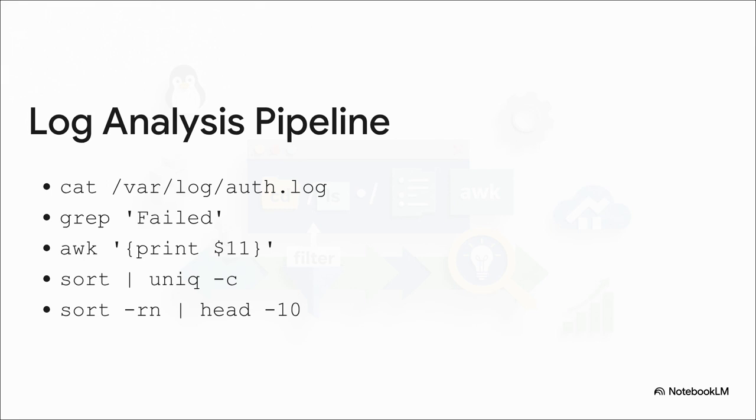We pipe that raw list of IPs into sort to group them together, and then into uniq -c to count the login attempts per IP. Finally, we throw it through sort -rn to put the highest counts at the top and use head -10 to slice off just the top 10. In literally one single line of code, we took a massive noisy file and turned it into a pristine list of the top 10 attacking IP addresses. I mean, how cool is that?